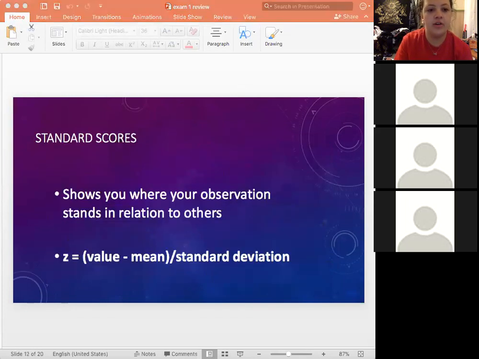Okay, so standard scores. Basically, what standard scores are talking about is where your observation stands in relation to other observations. The equation that we use to find a standard score, also called a z-score, is value minus mean, divided by standard deviation. Your value is the observed value that you got when you took the sample. Then minus the mean, which is whatever mean you're given of the population you're trying to find out about. Then divided by the standard deviation, which is your spread, remember. That's going to give you your standard score. It's standardizing your point onto a z-curve and showing where it is in relation to the other ones, okay?